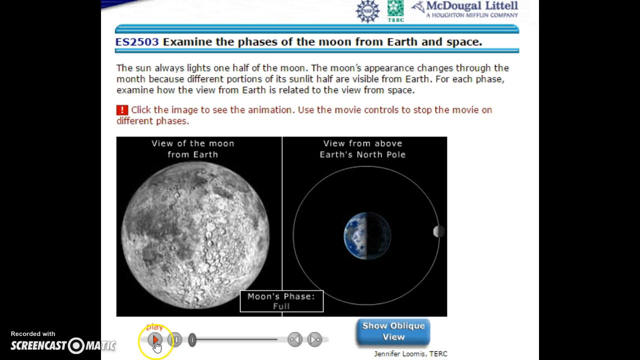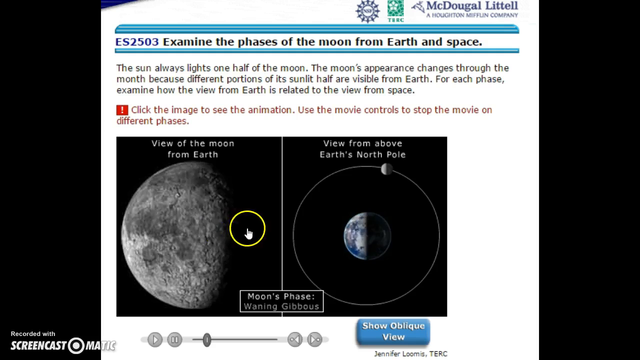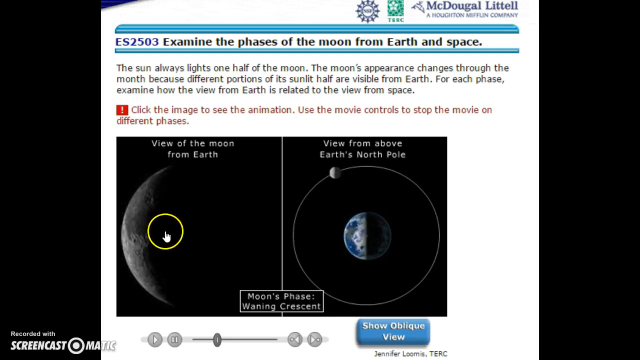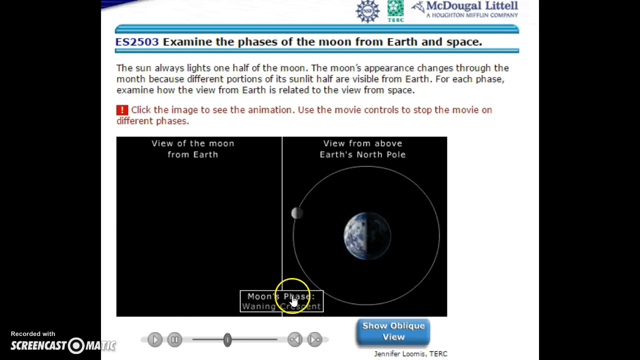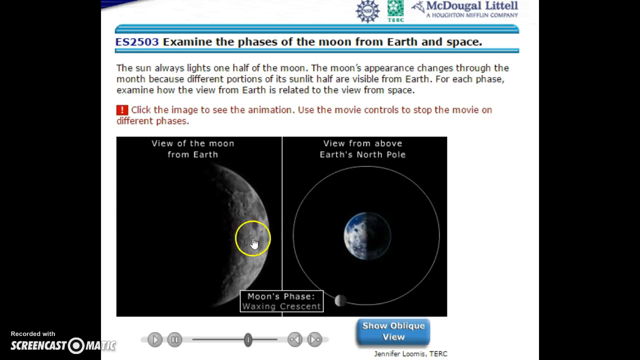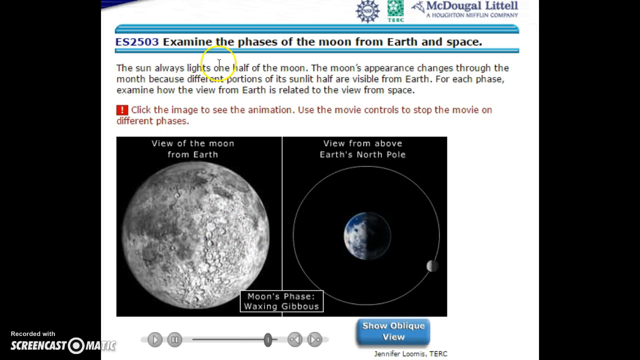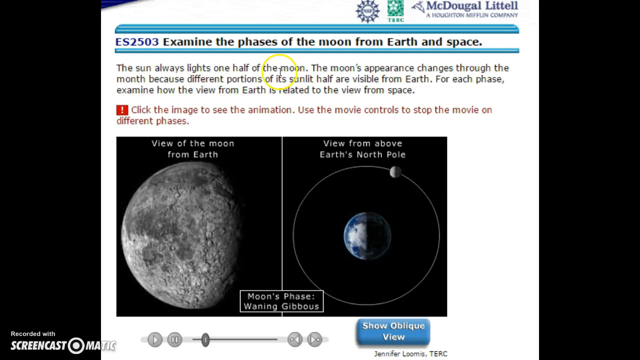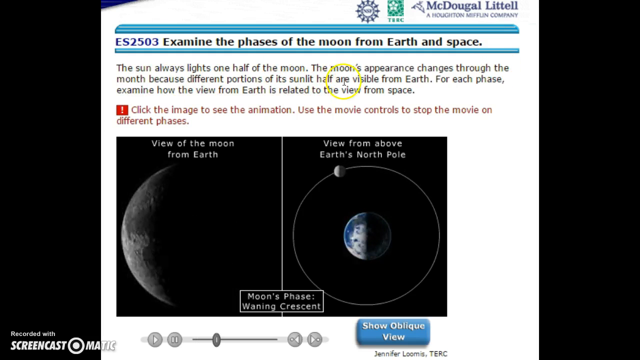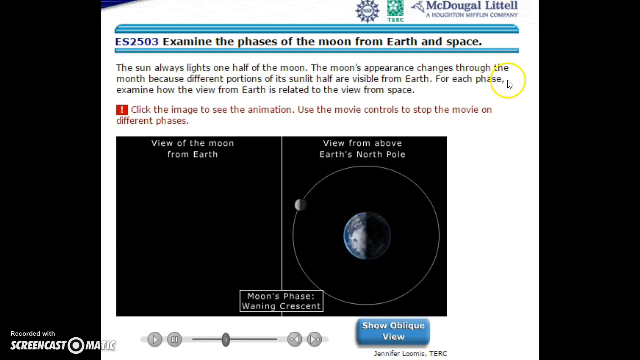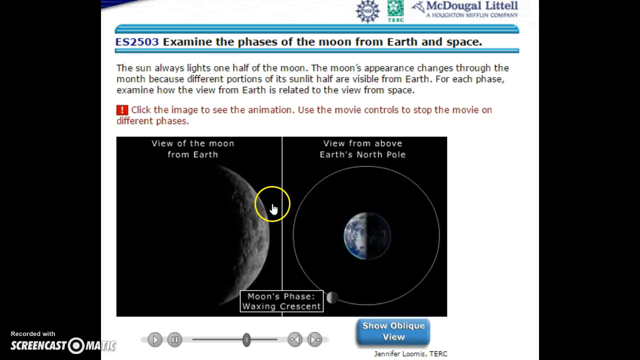So let's view that as this animation in this little video clip shows us. Notice the right-hand side, this would be a waning phase. Notice its location relative to the sun. Now it's going to be in the new moon, now it's waxing. Notice its active side is the right-hand side. The sun always lights one half of the moon. The moon's appearance changes through the month because different portions of the sunlit half are visible from the Earth. For each phase, examine how the view from Earth is related to the view from space.